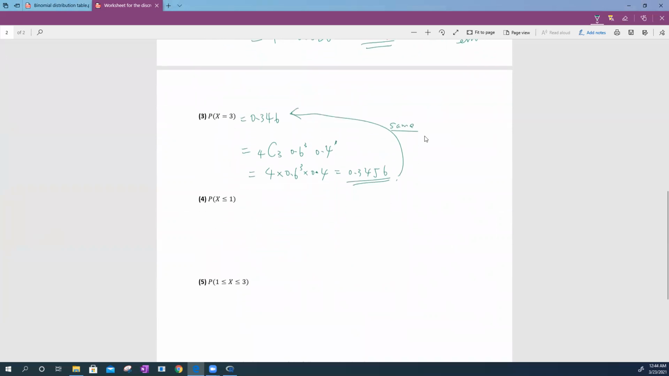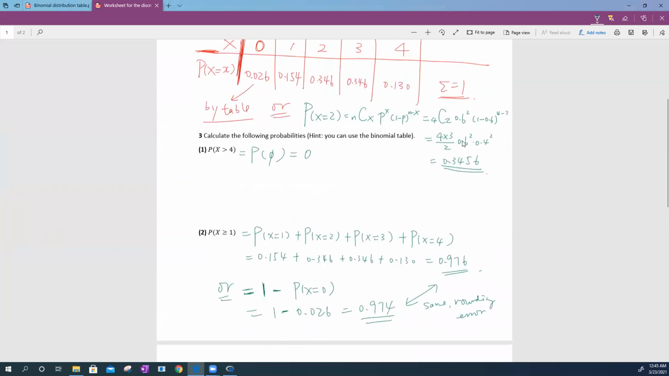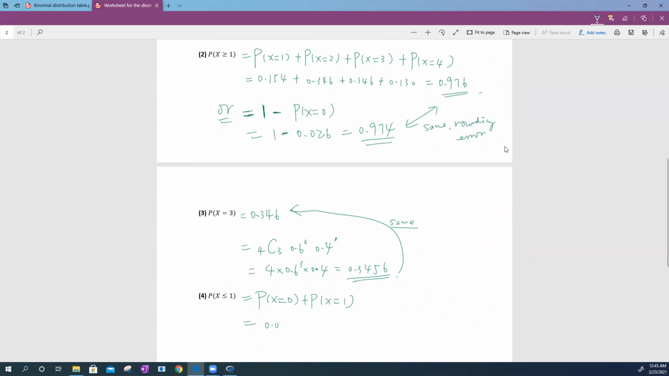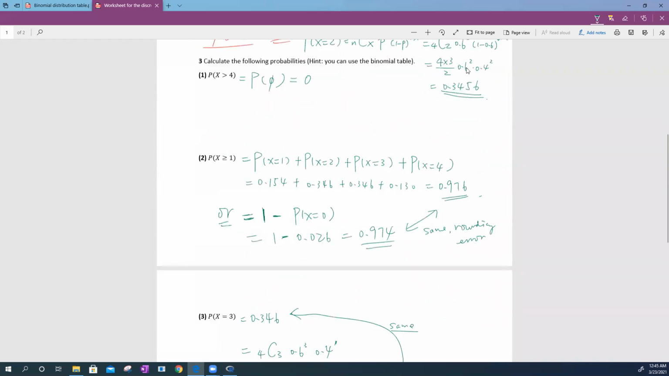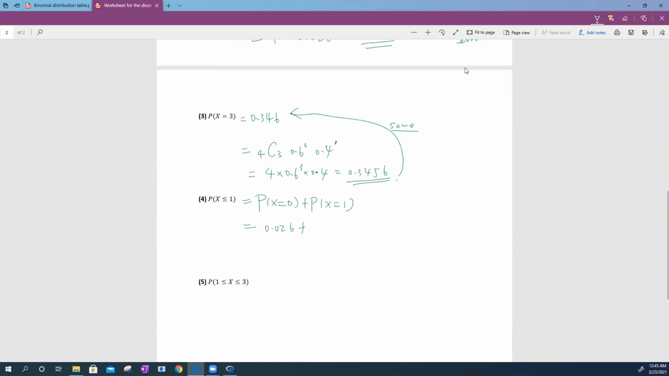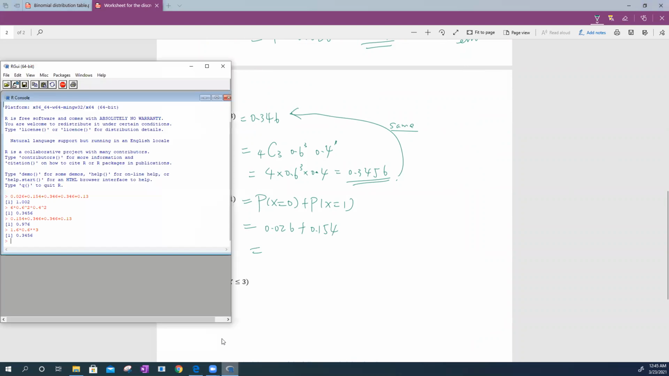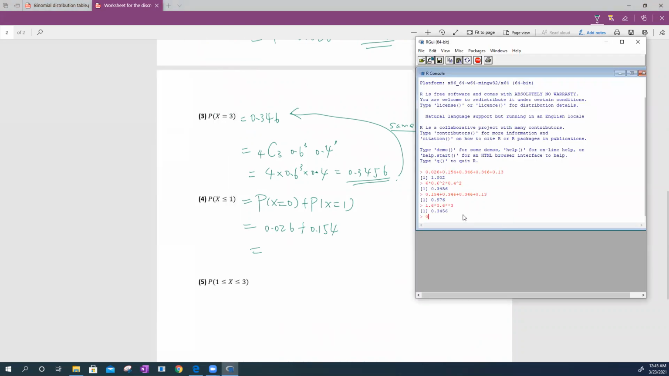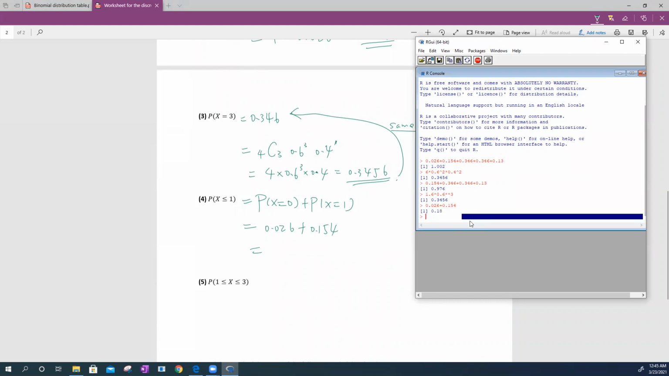Probability of x smaller than or equal to 1. So that is the sum of the probability of x equals 0 plus the probability of x equals 1. So then we have what? 0.026 plus 0.154, that is 0.18.